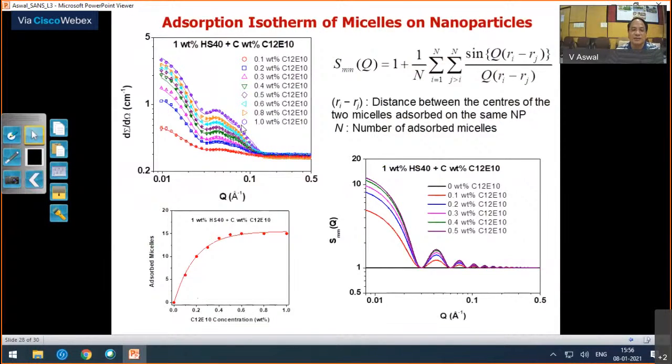So in this case, you have nanoparticles and you increase the surfactant concentrations. You can clearly see there is a buildup of scattering intensity in the low Q region as well as higher Q regions. This happens because the number of adsorbed micelles increases as the surfactant concentration increases, and this is the adsorption isotherm you calculate from the detailed modeling. So how the number of micelles adsorbs on the nanoparticle.